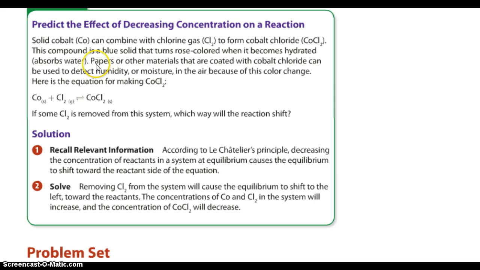All right, what about if we decreased it? So if some Cl2 is removed from the system, so we take some of this away, which way will it shift? Removing Cl2 from the system will cause equilibrium to shift to the left. So we took some away, so it needs to go to the left to make more of it. The concentrations of cobalt and dichloride will increase. The concentration of CoCl2 will decrease.